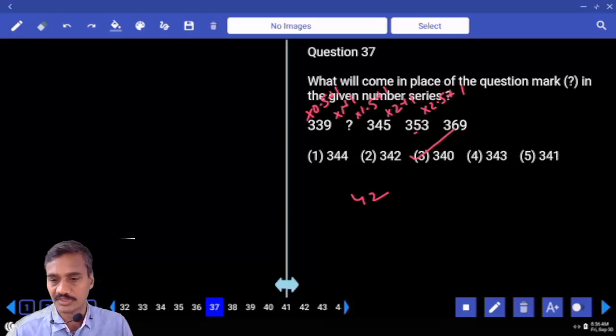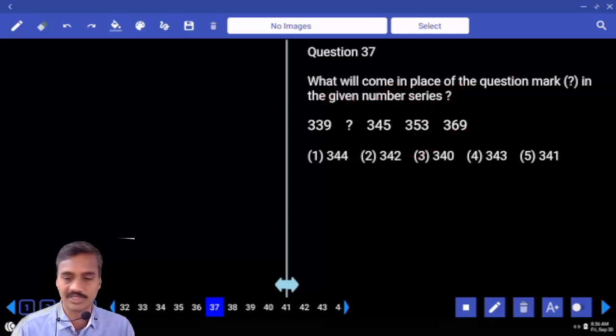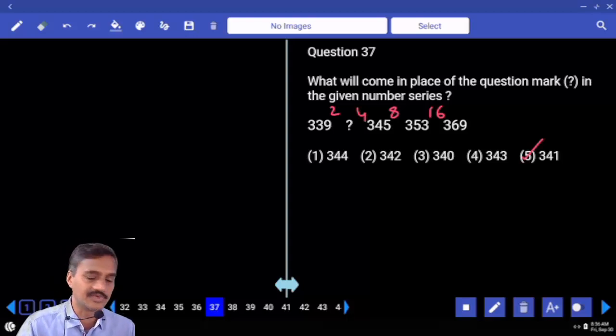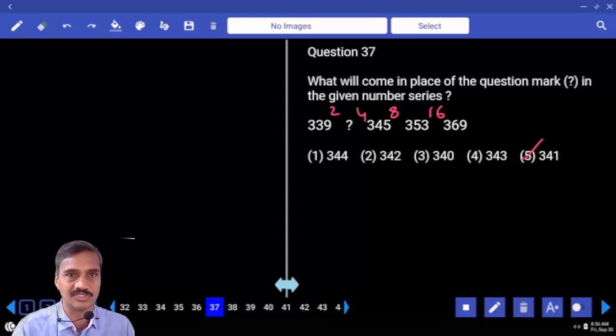Then 37. Now in this 37, tell me what is your answer here. The numbers are increasing at a very small rate, hence we need to go for differences. 45 and 8, 53: the difference is 16. 16 divided by 2 is 8, 8 divided by 2 is 4, 4 divided by 2 is 2, and 339 plus 2 is 341. The differences between the numbers are 2, 4, 8, 16, powers of 2. Then 37 is choice 3.